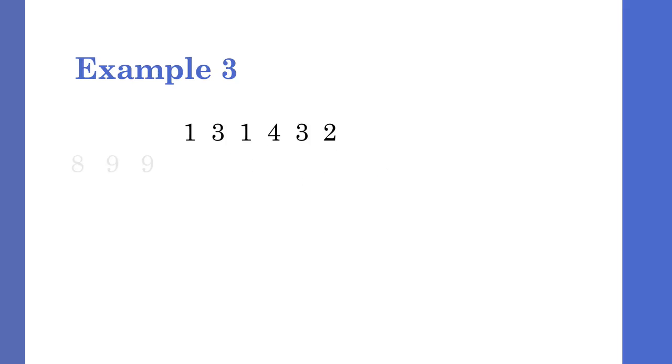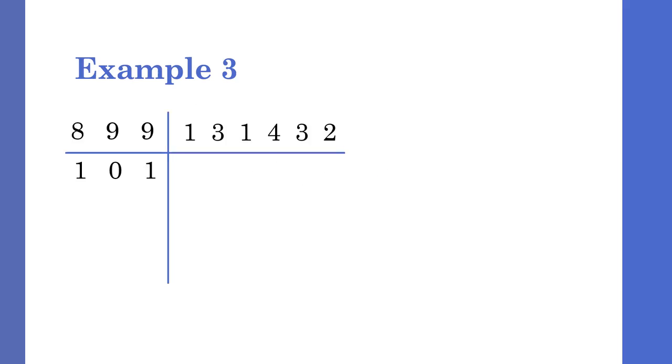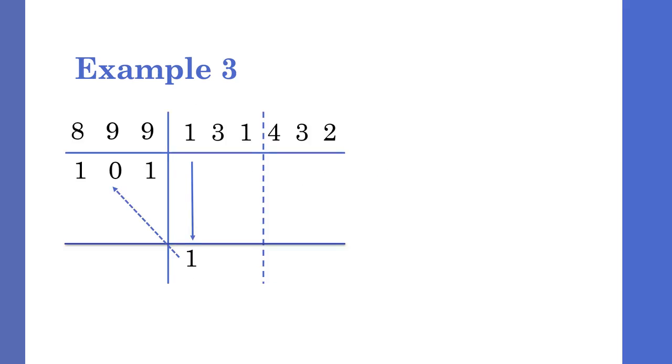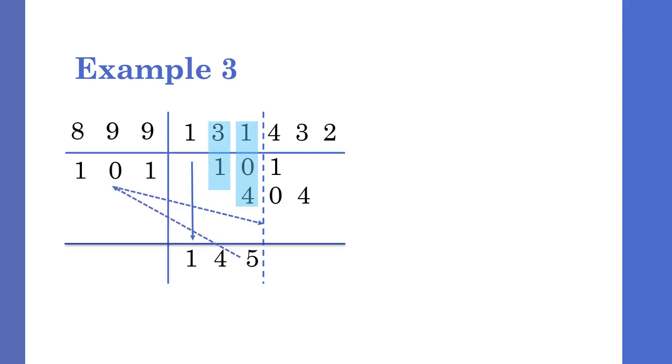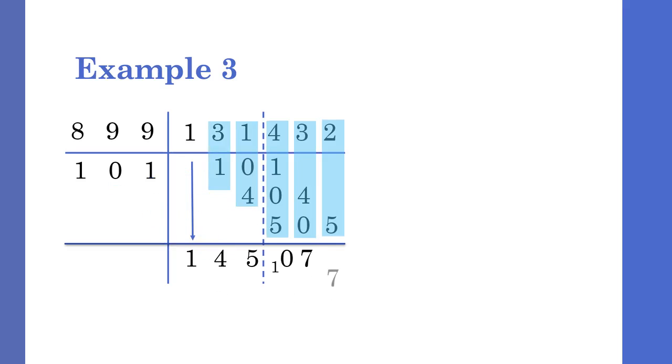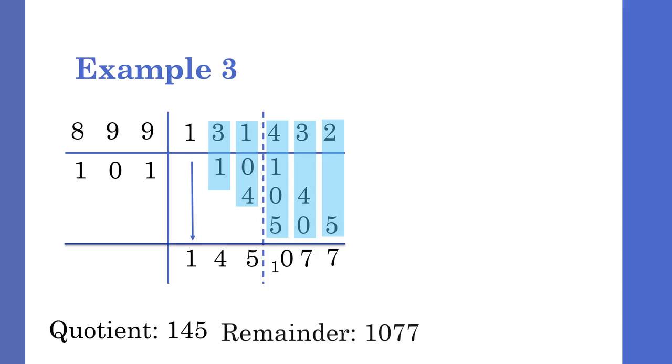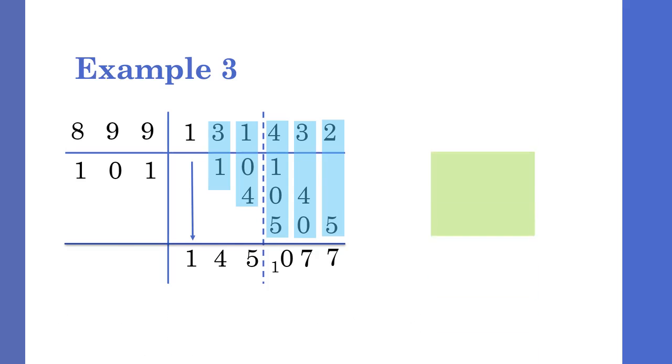Let us perform the division in usual manner. Separate for remainder, write the Nikhilam and multiply digit by digit and add. I get quotient as 145. As you see, the remainder is 1077, much greater than my divisor. So let us redivide the remainder by the divisor.